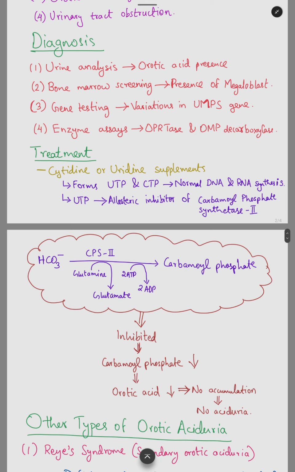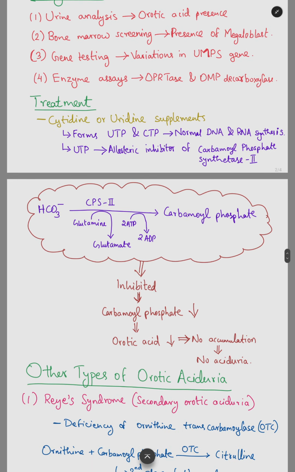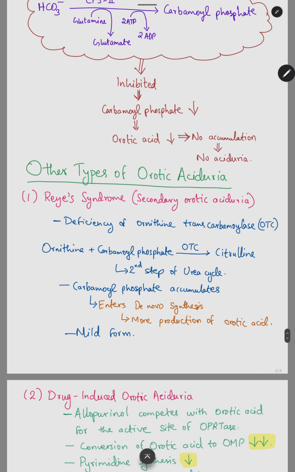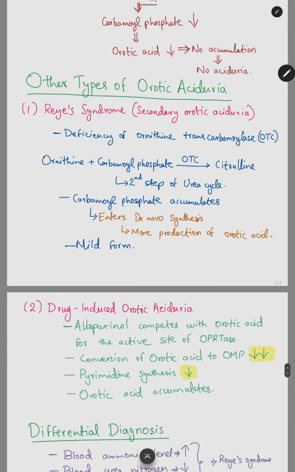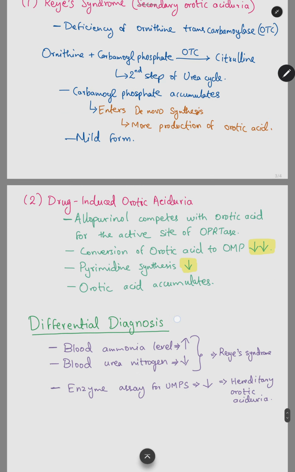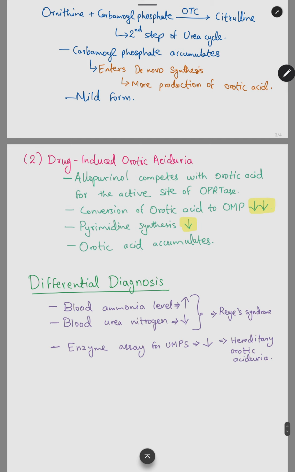Treatment: cytidine and uridine supplementation. We discussed how this aids in the treatment. There are two ways. One, it revives DNA and RNA synthesis, and another, UTP is an allosteric inhibitor of CPS2. Now, other types of orotic acidurias, that is Reye's syndrome and drug-induced orotic aciduria. Then finally we discussed differential diagnosis. So that's all about orotic aciduria.